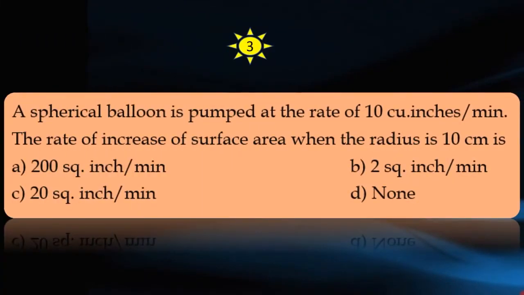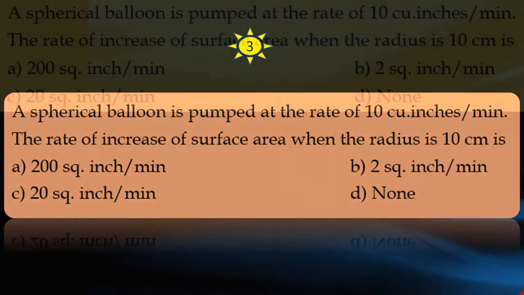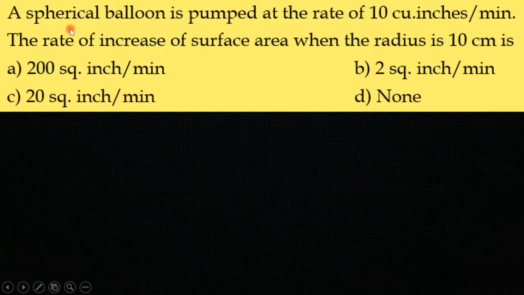Dear students, see the question number 3. Read the question and write it. The question is, a spherical balloon is pumped at the rate of 10 cubic inches per minute. The rate of increase of surface area when the radius is 10 centimeters is, options are 200 square inches per minute, 2 square inches per minute, 20 square inches per minute, none.